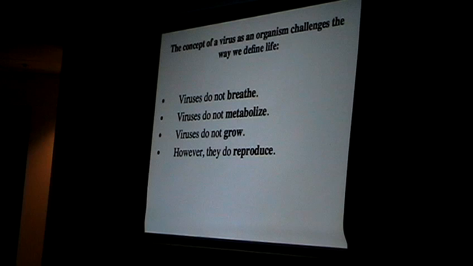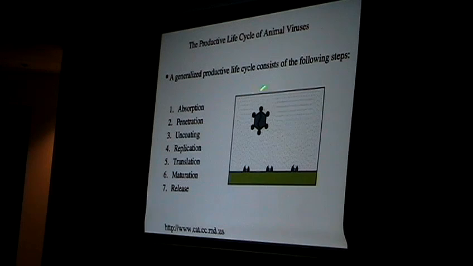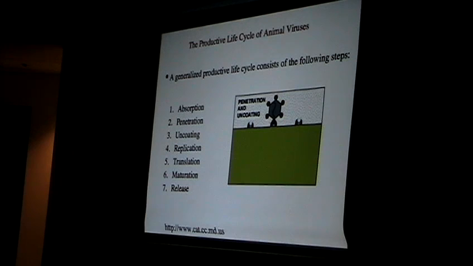To reproduce, they need a cell membrane. So this is the host. This is the membrane of a cell host. So this is the virus. The ligand on the virus attaches to the receptor on the cell membrane. And then the cell membrane engulfs the virus, and the virus disassembles. All these processes are not well understood. They don't know what happens when the virus disassembles inside the cell.